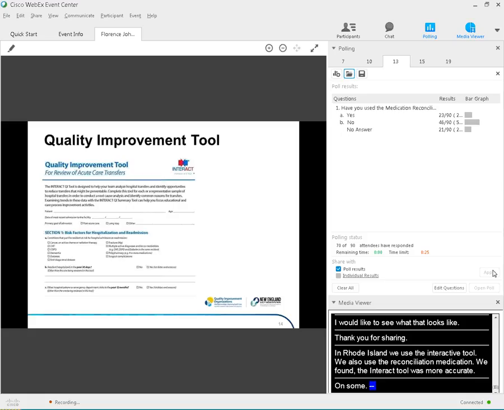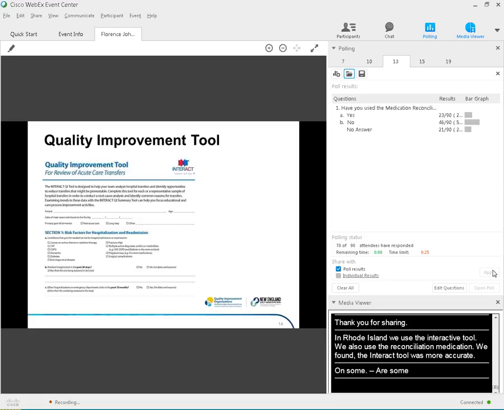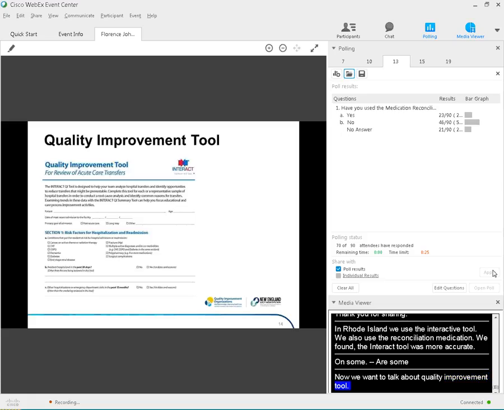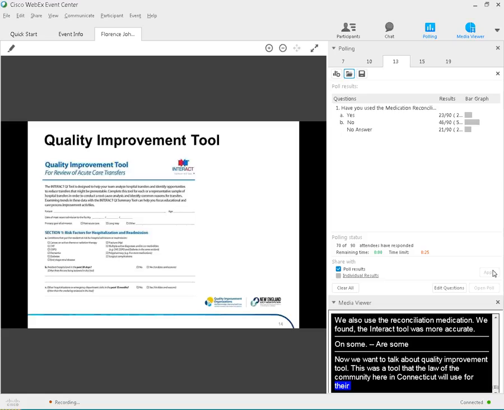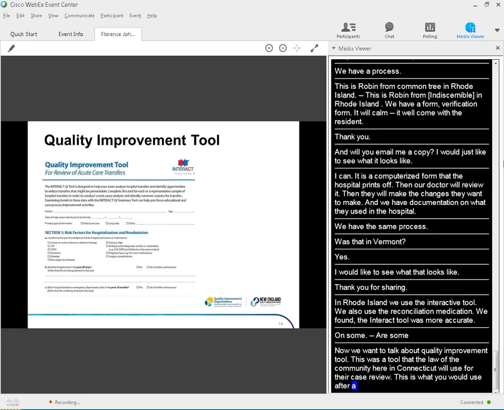All right. And then the next tool that we talked about was the quality improvement tool. I shared with you guys that this was a tool that a lot of the care transitions communities here in Connecticut are using to do their case reviews. So this tool you would use after a transfer, whether the transfer ends with a readmission or it's just a transfer that ends up being an observation or comes back the same day.